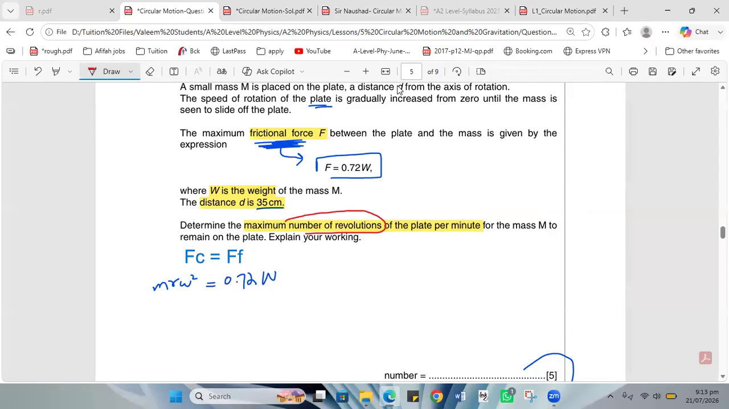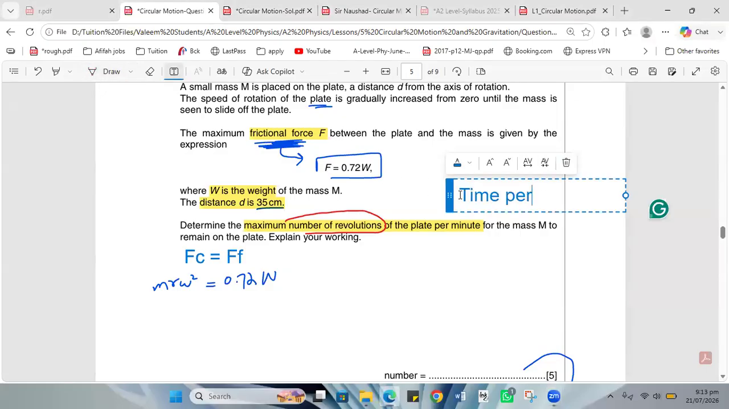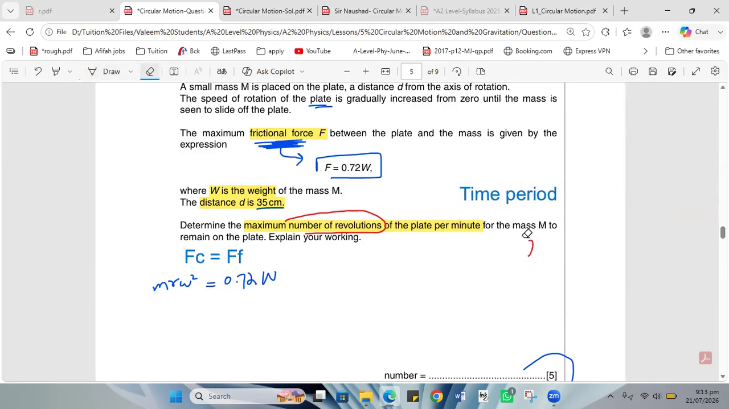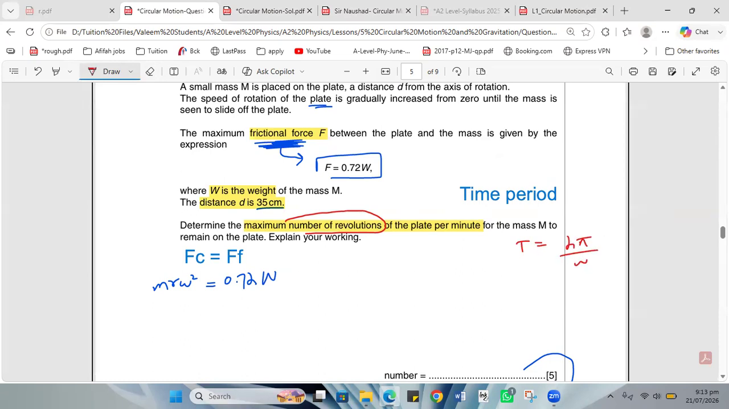It seems it has something to do with time period. Remember the basic definition, we can get omega from this. If you find omega, you can then find time period, because time period T equals 2 pi upon omega.